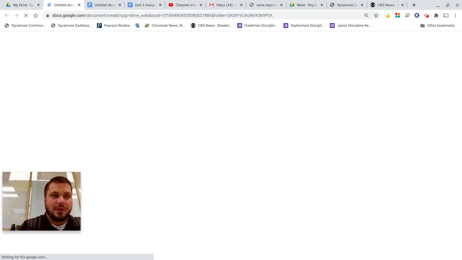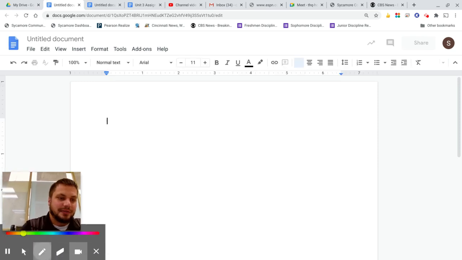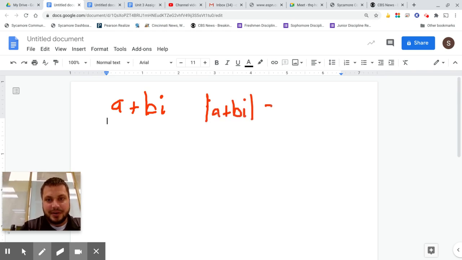If you'd like a formula, remember that complex numbers come to you in the form a plus bi. The formula is that the absolute value of a plus bi, of any complex number, is just the square root of a squared plus b squared.